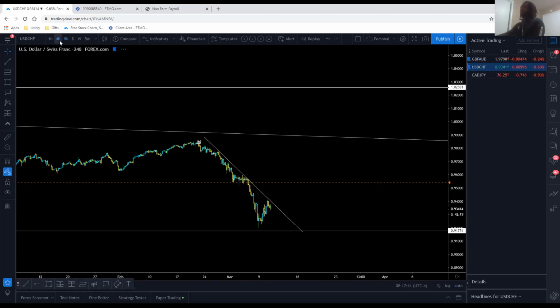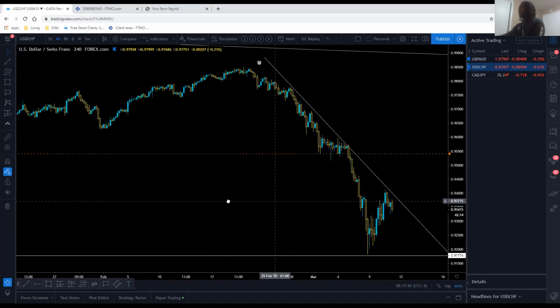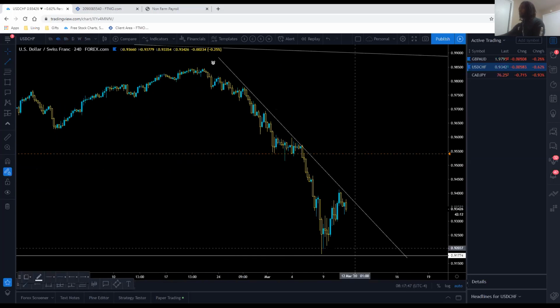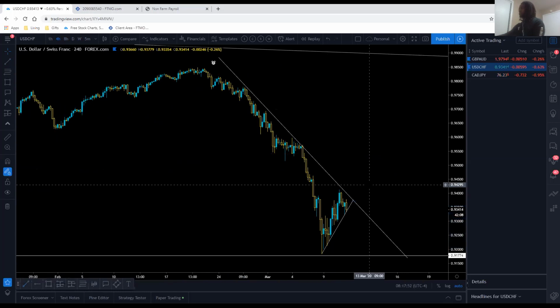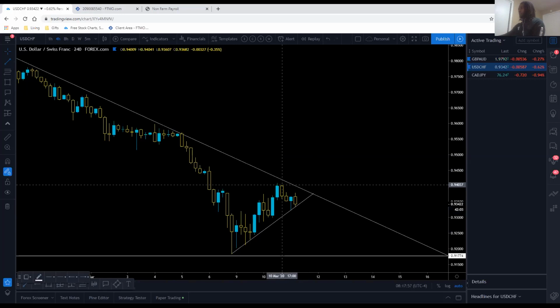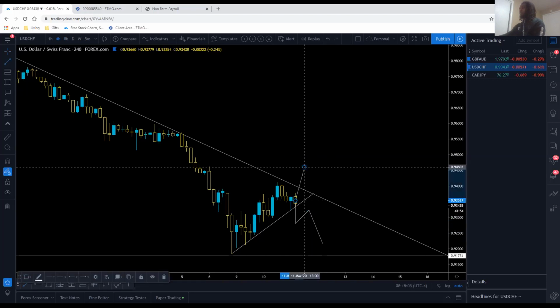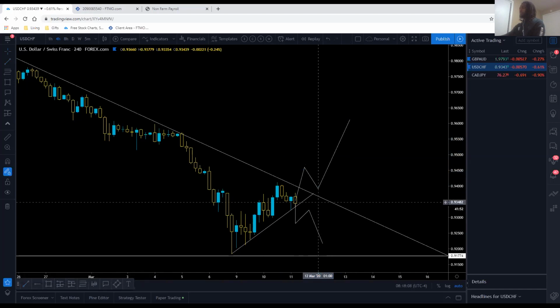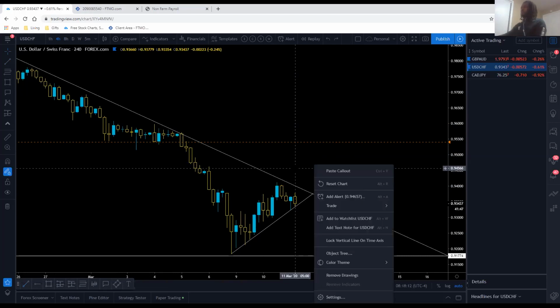Okay, let's go down to the 4 hour. Okay, price has a few options. Can break here, give us correction and sell. That's an easy move. Could break here, give us correction and buy. That's another easy move.